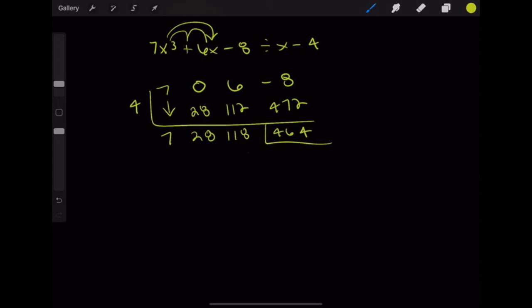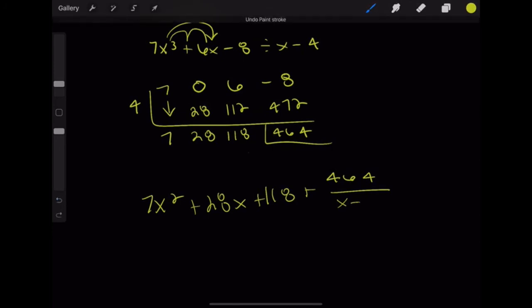So now, since we started out with 7x cubed, we'll have 7x squared plus 28x plus 118 plus 464 over x minus 4, my bad. So that is your answer.